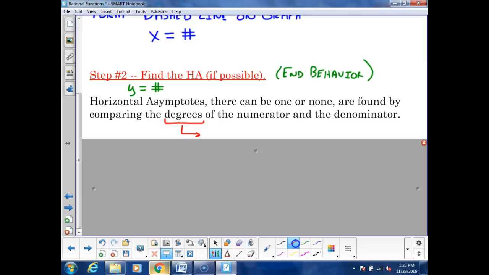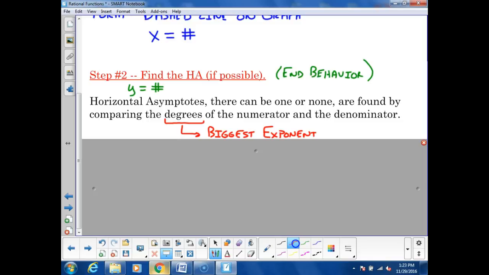What's a degree? The highest, the biggest exponent. Yep, degree is the biggest exponent. So you're going to look at the biggest exponent of the numerator and the biggest exponent of the denominator. So you're going to be comparing two numbers.